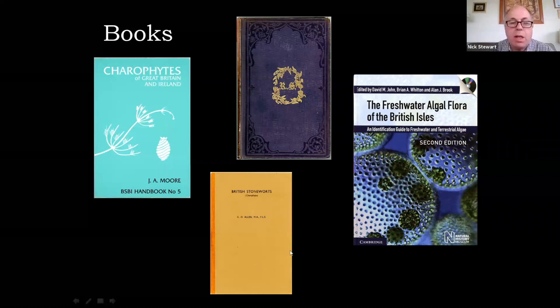There is another little book which is not very often seen, but it's very good and readable and interesting. It's a very thin book. It was by Geoffrey Allen, who was the leading expert on stoneworts during the 40s and 50s. And it's also a nice book.